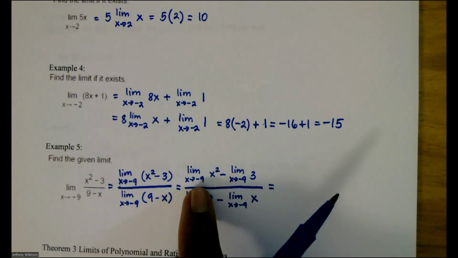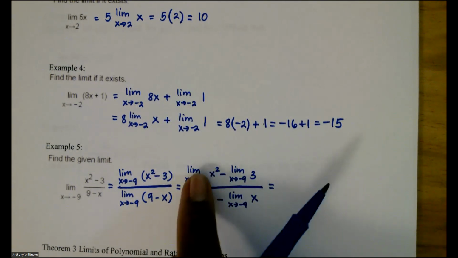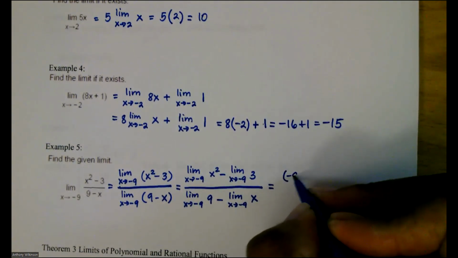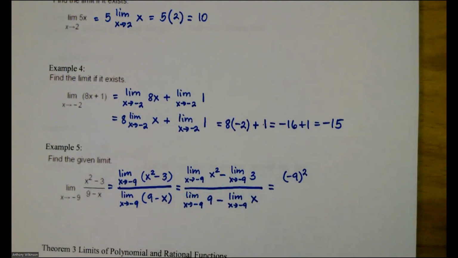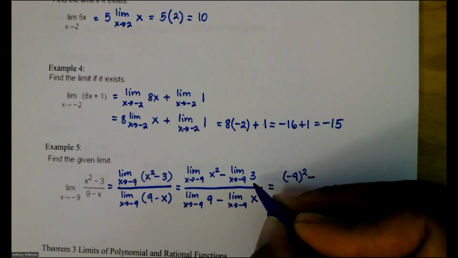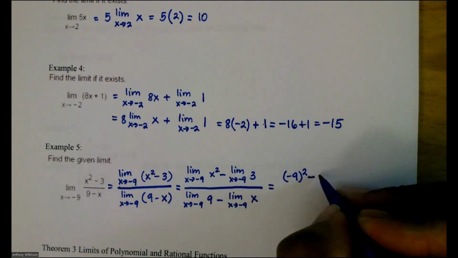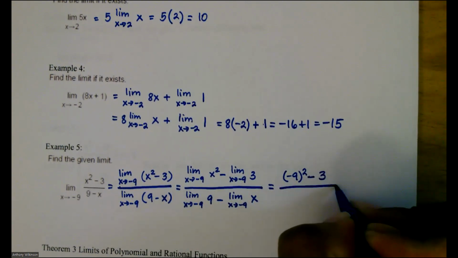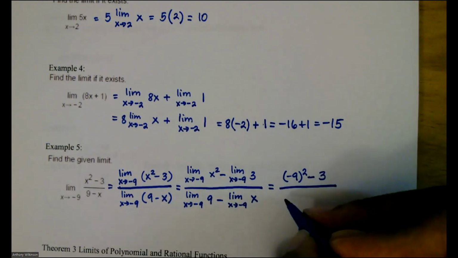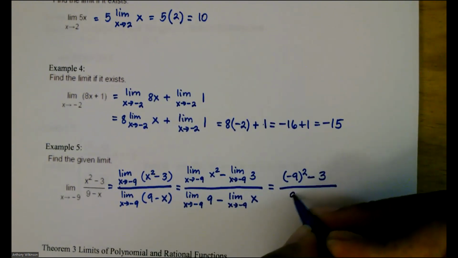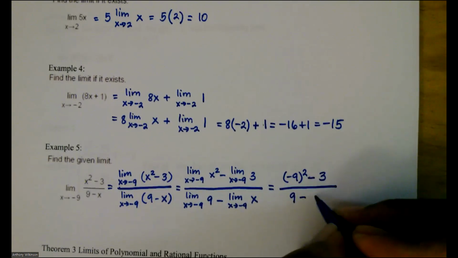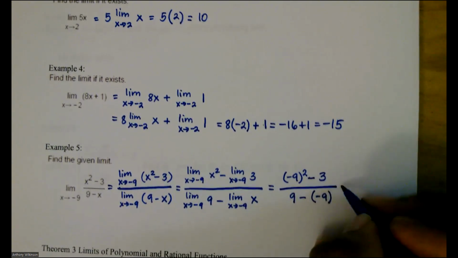In this case here, I just replace this x with -9. So the limit as x approaches -9 of x squared will be, in this case, -9, and that's squared, minus the limit of a constant is a constant. So the limit as x approaches -9 of 3 is just going to be 3, divided by, again, the limit of a constant is that constant. So the limit as x approaches -9 of 9 is 9, minus the limit as x approaches -9 of x. I just substitute the x with -9.